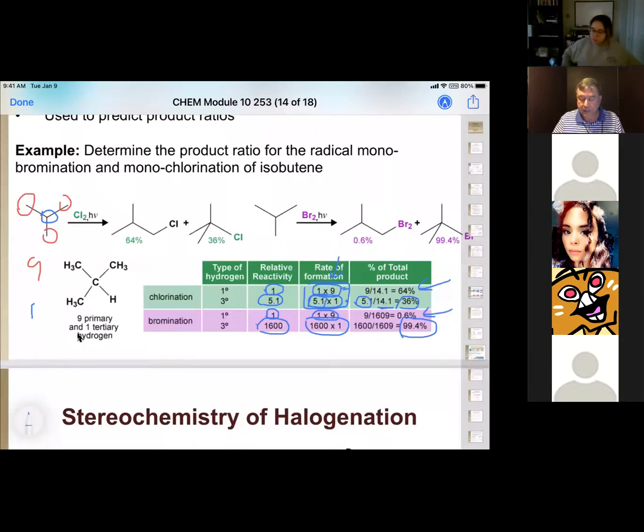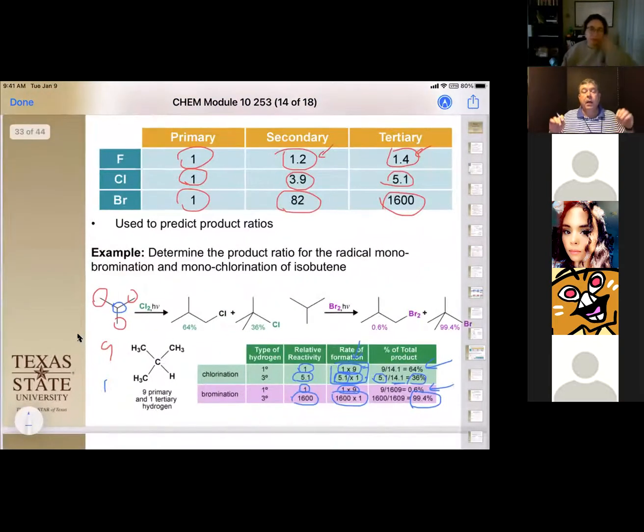Okay. So that brings us down to highly reactive, less selective; less reactive, more selective. Okay. And so we can actually predict it knowing these reactivity ratios.